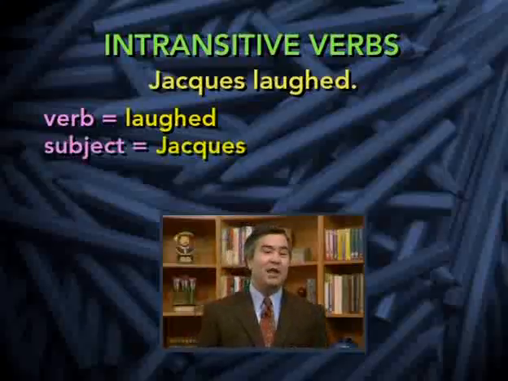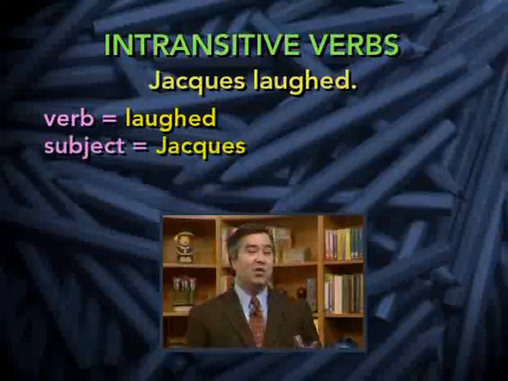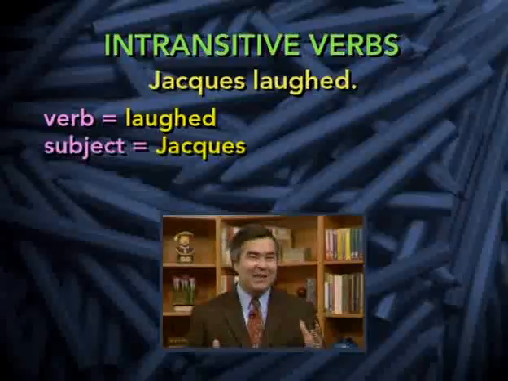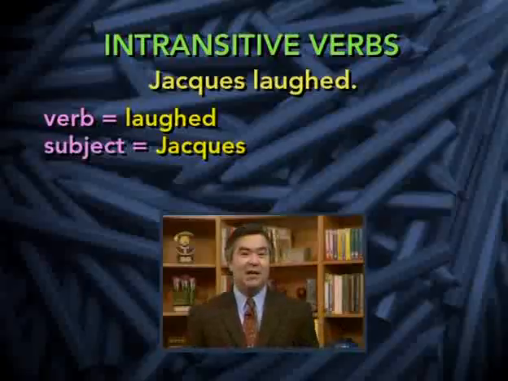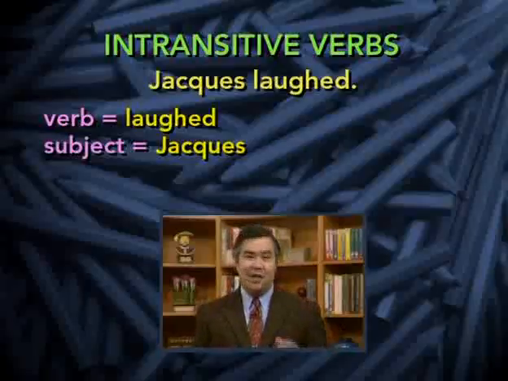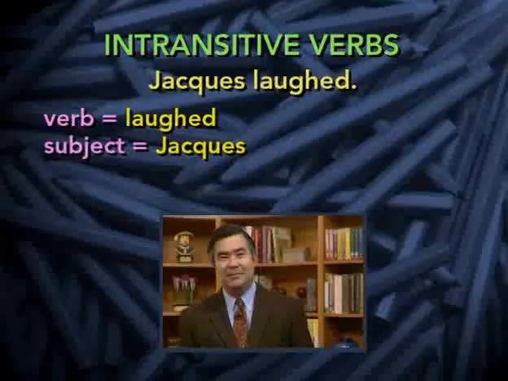And there is no object. The sentence doesn't tell us what Jacques laughed. He simply laughed. That's a complete thought, a complete idea in itself, and no object is needed. Once again, we're dealing with an intransitive verb in this sentence.